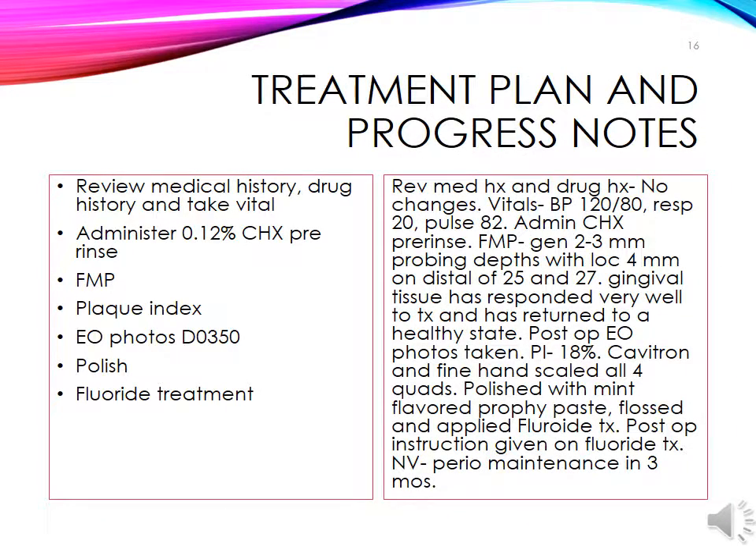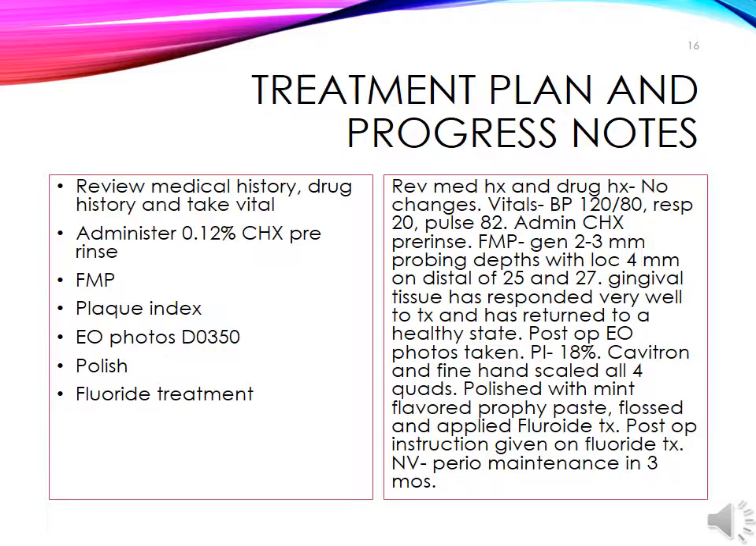Treatment plan and progress notes for the 4th appointment are as follows. Reviewed medical and drug history, no changes. Vitals: blood pressure 120/80, respiratory rate 20, pulse 82. Administered chlorhexidine pre-rinse. Full mouth probe, generalized 2 to 3 mm probing depths with localized 4 mm on distal of 25 and 27. Gingival tissue has responded very well to treatment and has returned to a healthy state.